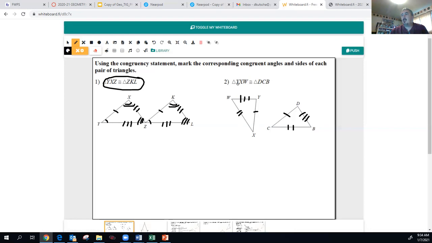And then angle Y corresponds with angle D. Angle X corresponds with angle C. And lastly, angle W corresponds with angle B. Hopefully that mark lined up to your markings.